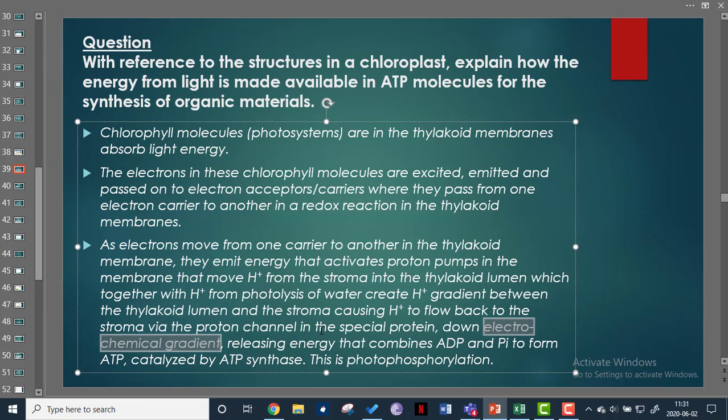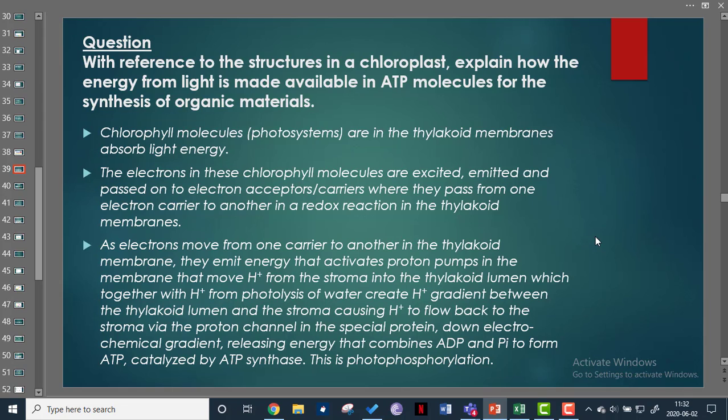And this one will occur through this special protein which we refer to as the ATP synthase. So the ATP synthase will act as a channel protein, and at the same time it will act as an enzyme to catalyze that reaction between the ADP and the inorganic phosphate to form ATP. That's why we are saying here, releasing energy that combines ADP and inorganic phosphate to form ATP that is catalyzed by ATP synthase. And this is what we refer to as photophosphorylation.